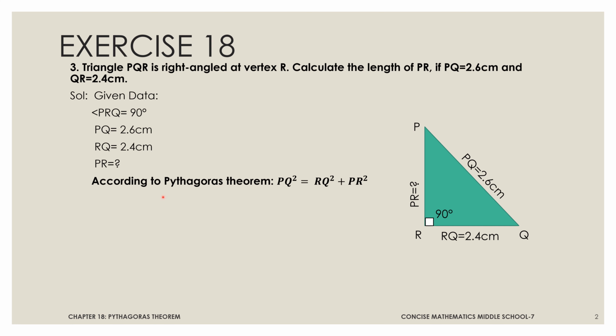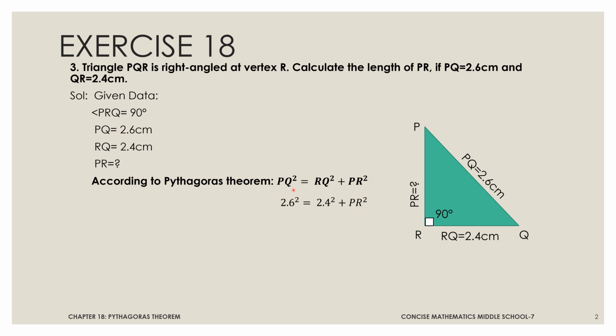So according to the Pythagoras theorem, this is the formula. That is PQ square is equal to PR square plus RQ square. Just substitute these values over here. What is PQ? PQ is nothing but 2.6, right? So 2.6 square is equal to RQ, RQ is 2.4. So 2.4 square plus PR, we need to find it out. So write down as it is. Now we need to find this value.